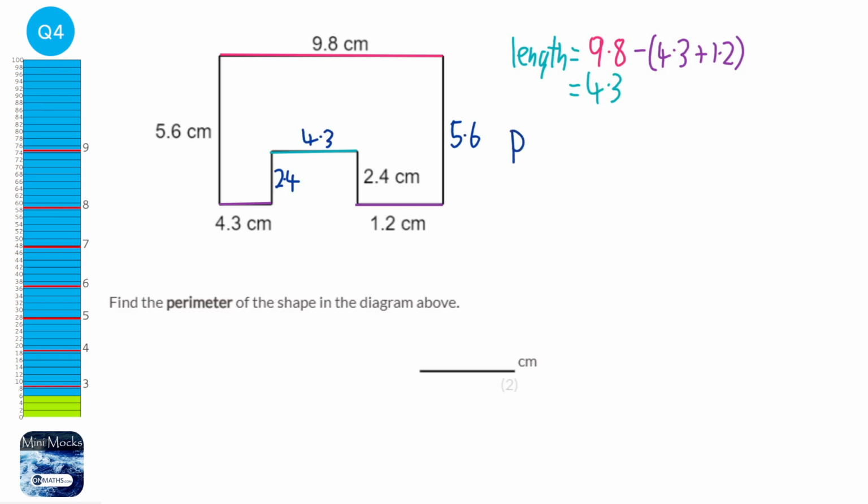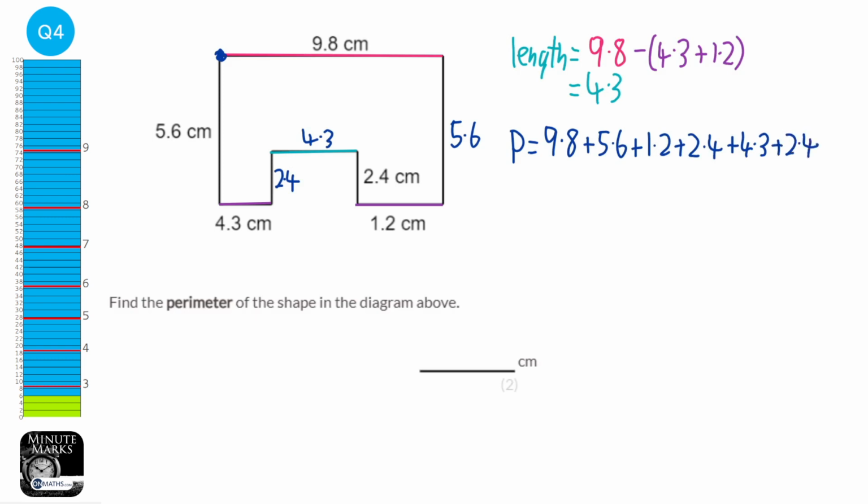So to work out the perimeter, we're going to start at the top left of the shape and add up all the lengths as we go around the shape. So 9.8 plus 5.6 plus 1.2 plus 2.4 plus 4.3 plus 2.4 plus 4.3 plus 5.6. When you add all those up together, you get 35.6. It's a perimeter, which is a distance, so our units are centimetres.